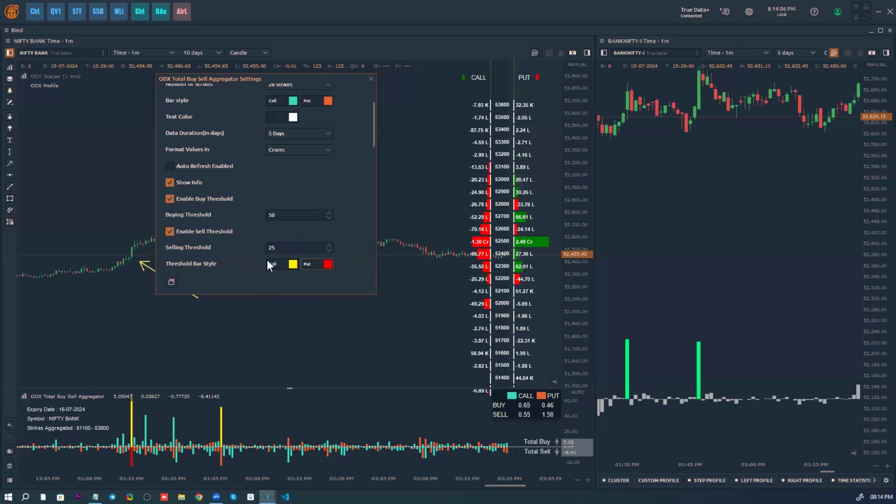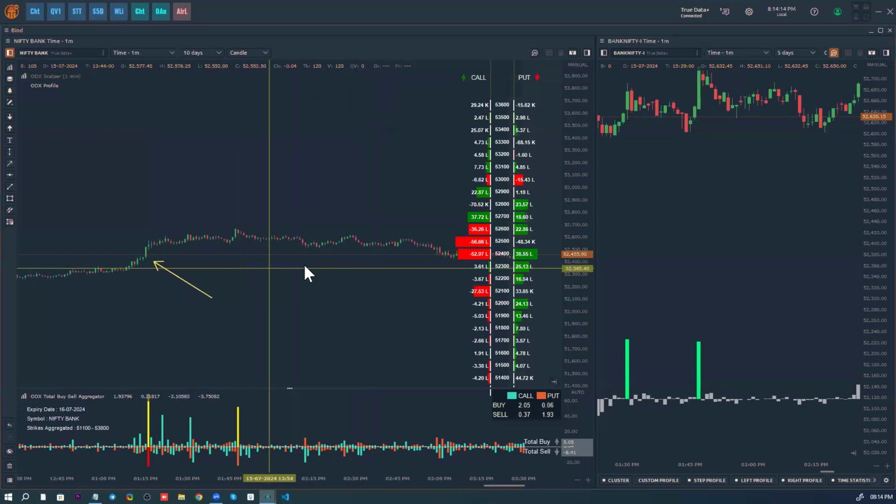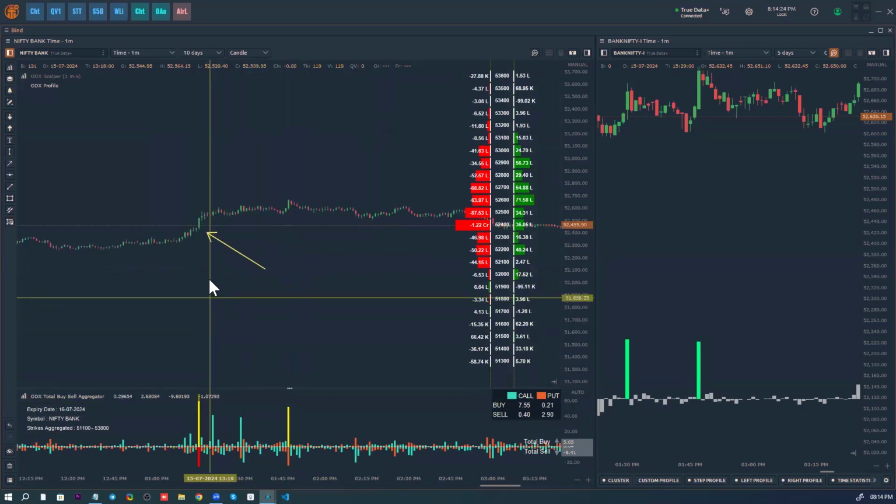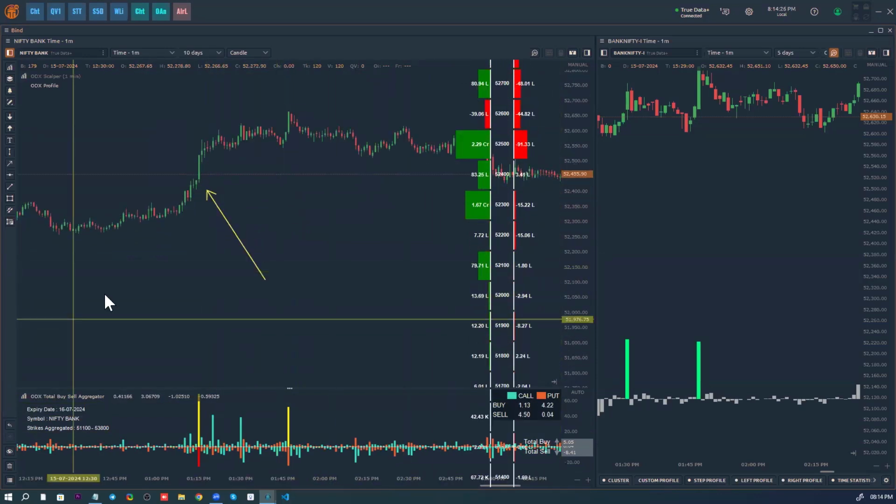Remember that this setup is for a non-expiry day. On expiry day, it can be slightly bigger numbers as well, but still this is also fine. So let us see. You can see that these are the times where the buy was more than 50 crore and the sell was around 25 to 30 crore. So let us look at it.